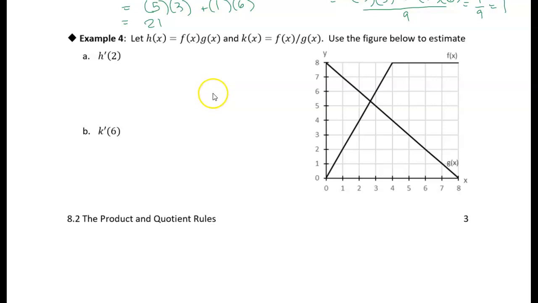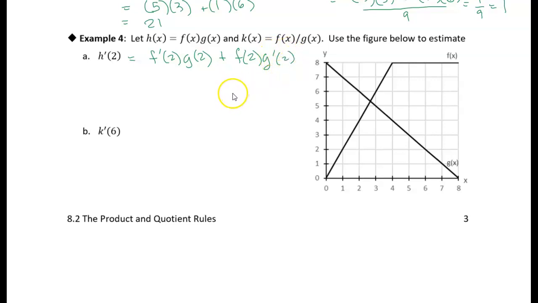All right, this is another variation problem, but we're just going to use the product and quotient rules here. We're not actually given functions, we're given the graphs of the functions now. But we're defining h of x to be the product again. And so for h prime of 2, we're just going to apply the product rule. So it's the derivative of the first, evaluated at 2, times the second, evaluated at 2, plus the first, evaluated at 2, times the derivative of the second, evaluated at 2.